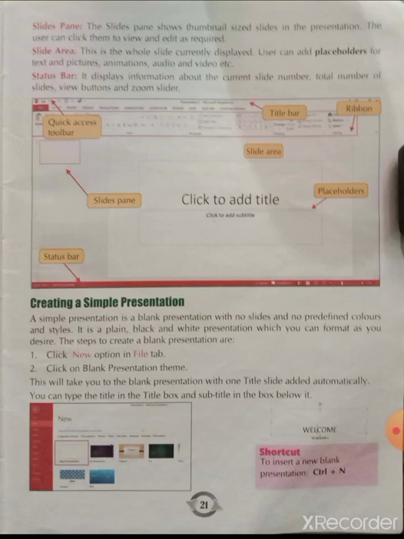Let us move to the next point, that is creating a simple presentation. Yes children, we can create a presentation very simply. How? A simple presentation is a blank presentation with no slides and no predefined colors and styles, nothing in it. So it is a plain black and white presentation which you can format as you desire. What are the steps to create a blank presentation? First of all, click the New option in the File tab.